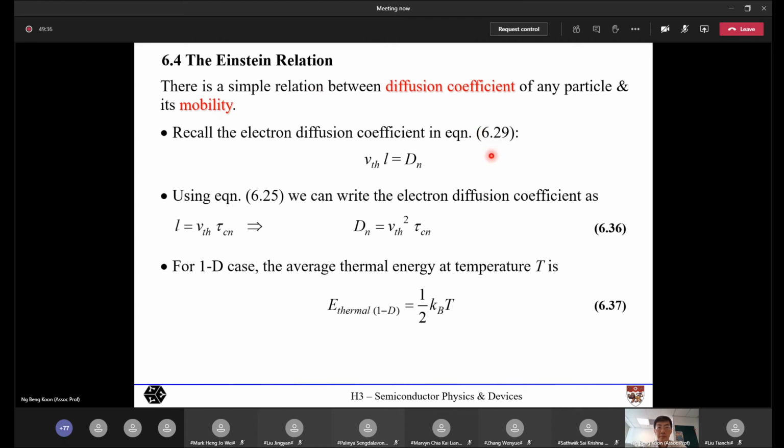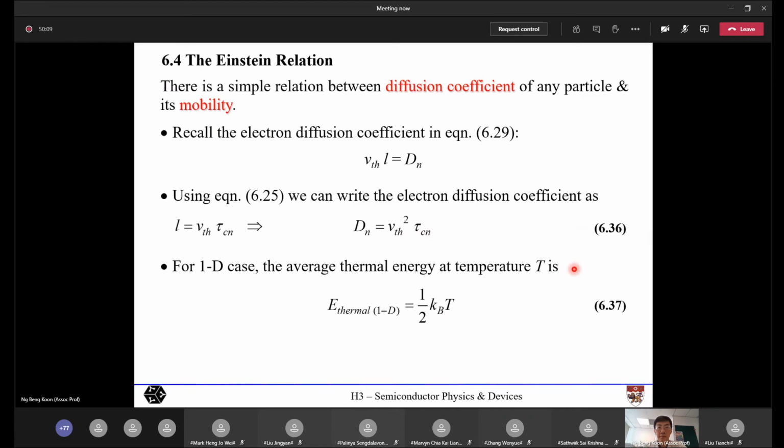If you start with the electron diffusion coefficient, which, as you can see from the previous derivation, is defined as the product of the thermal velocity with the mean free path, L. We know mean free path is the product of the thermal velocity and the average time between collisions, tau_cn, for electrons. If you put this in, then you get the diffusion coefficient of electron as thermal velocity squared multiplied by the average time between collisions.